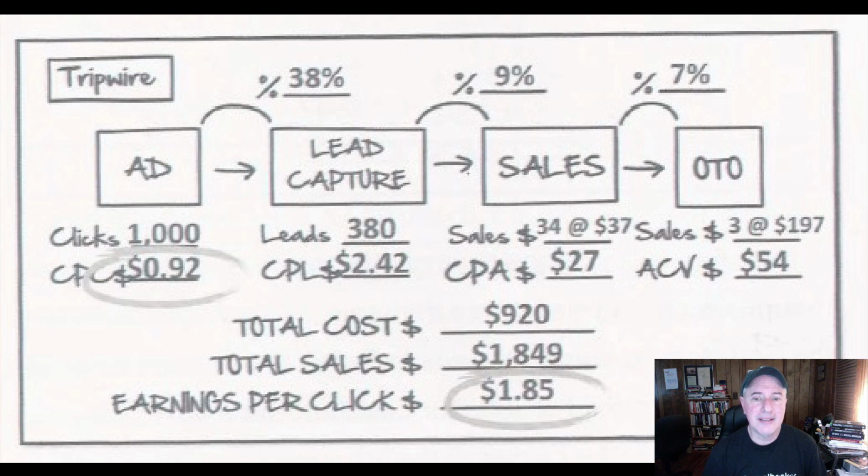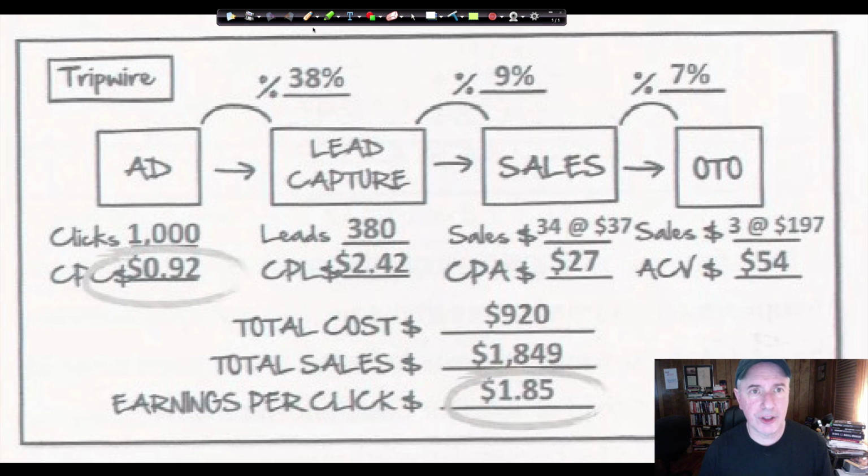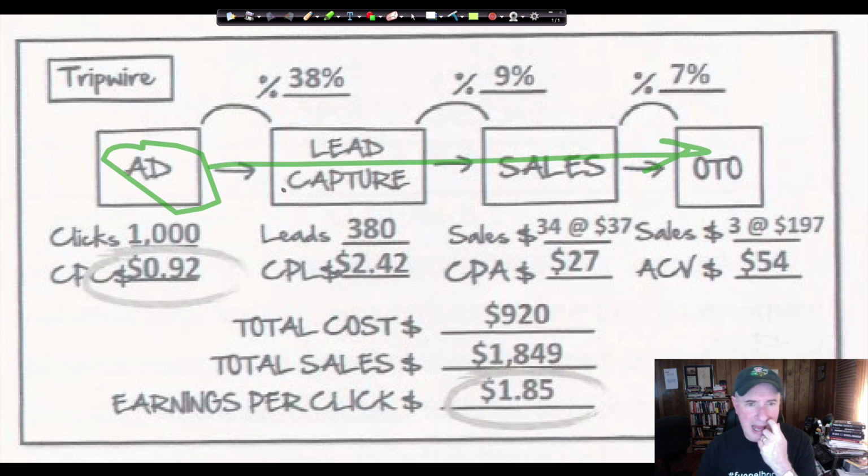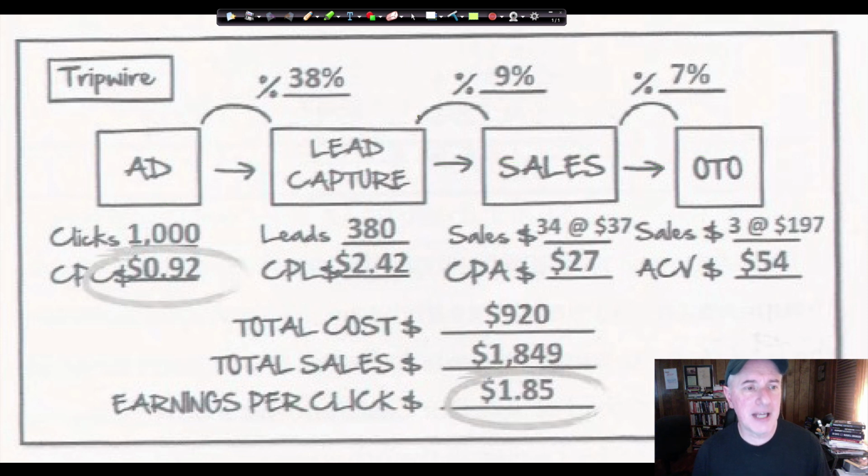And so that's done through calculating from the beginning here. I'll just draw a little line here so we can walk through it. Really we're talking about going from the ad all the way over to the one-time offer. So you get your ad, your lead capture, your sales, and your one-time offer, and you're calculating in between each step what the conversion rate is. And again, these numbers are up here to help explain where the numbers come from.